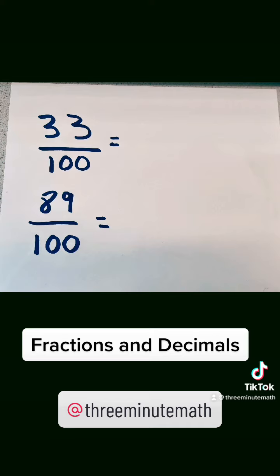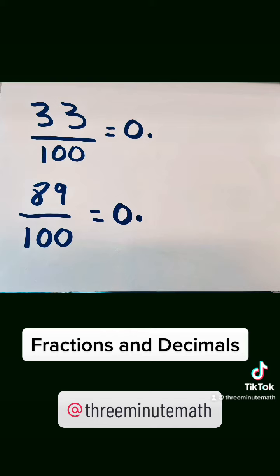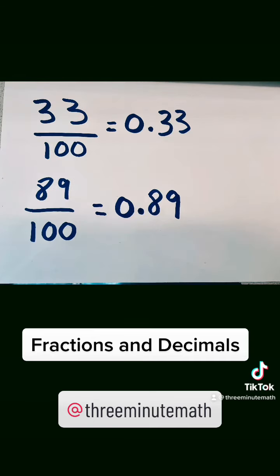Let's do a couple more examples. 33 over 100 and 89 over 100. Well, neither of these fractions represent a whole number, so I'm going to put 0 as my whole number and add my decimal point. I'm then going to fill in my tenths and hundredths place. So I end up with 33 hundredths as a decimal and 89 hundredths as a decimal.